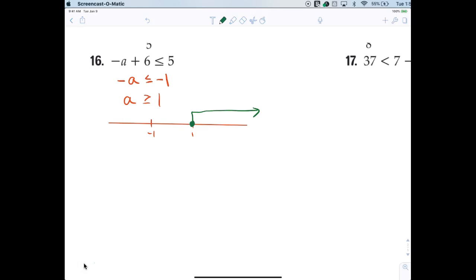Why do we start at 1? Well, my answer is a is greater than or equal to 1. You always go right if it's greater than. If it's less than, you go to the left. But you also went right, like the arrow.